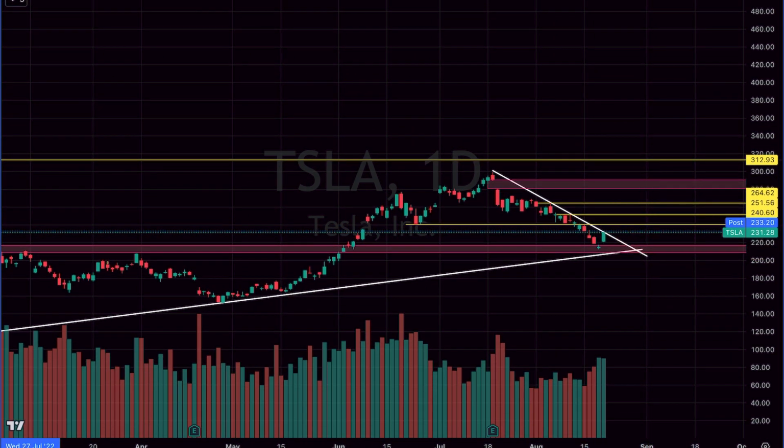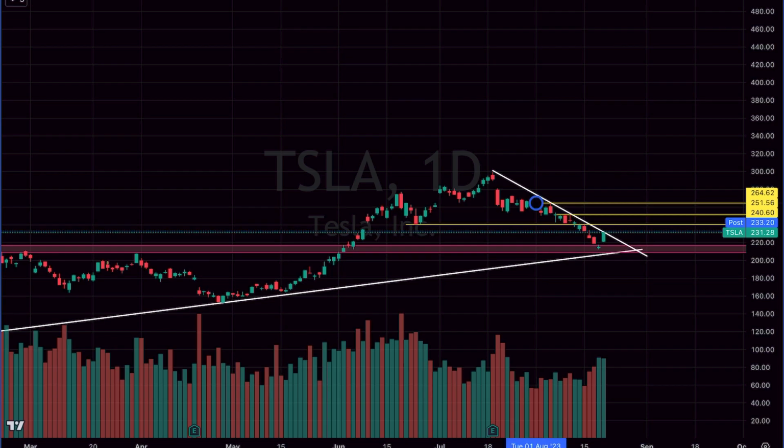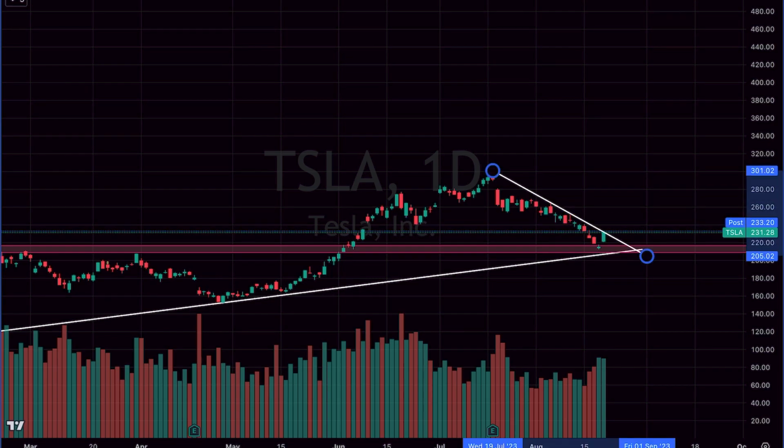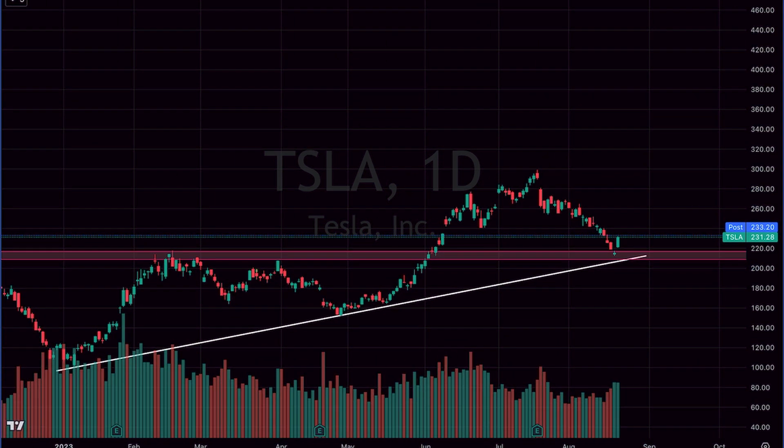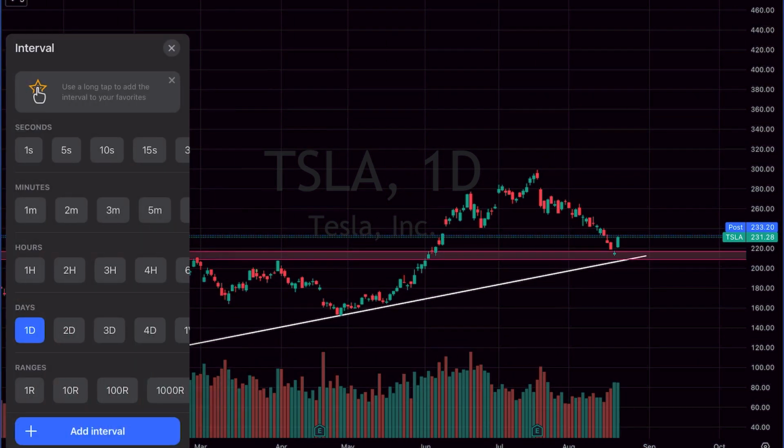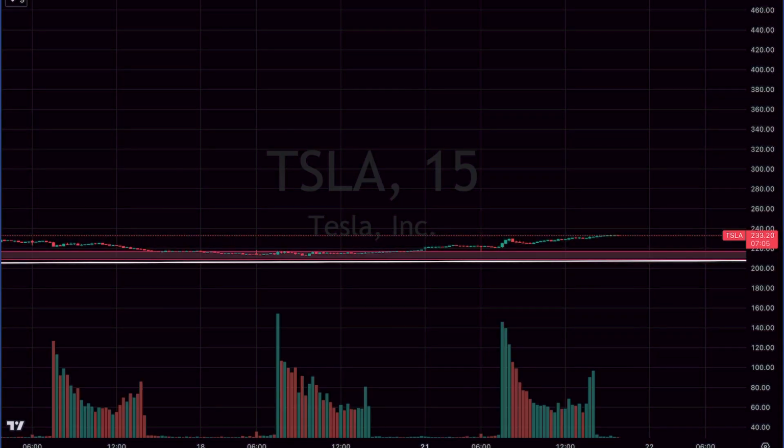So let's go down to a lower time frame, right? So if you like scalping and stuff like that, like myself, we can see how that looks on the lower time frame. So let's go to the 15-minute, right?